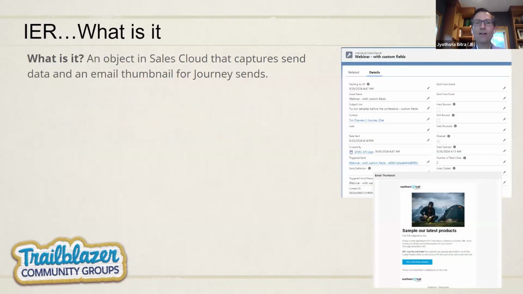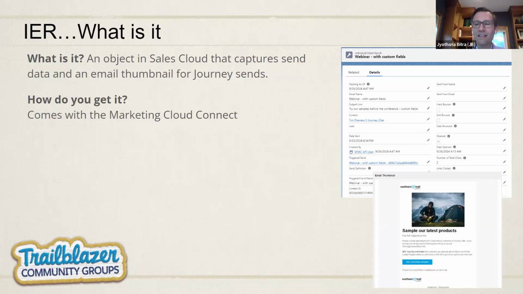So we'll get started. The IER, so what is it? It is an object in Salesforce that populates all of that send engagement data, and it also shows, not all the time, but sometimes, a little thumbnail of the email that was sent. So it's an incredibly valuable object record in the Salesforce CRM environment. How do you get it? When you set up Marketing Cloud Connect, it gets created, and then upon specific sends within Marketing Cloud, that data gets populated in the Salesforce CRM environment.